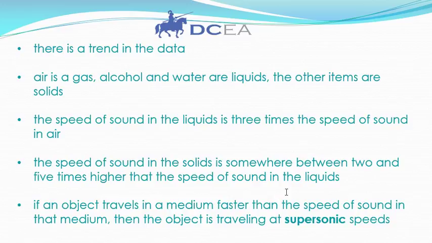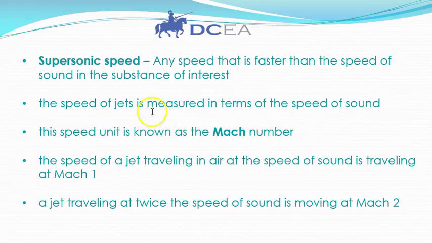If an object travels in a medium faster than the speed of sound in that medium, then the object is traveling at supersonic speeds. So if it travels in air faster than the speed of sound, it's traveling at supersonic speeds. Supersonic speed is any speed that is faster than the speed of sound in the substance of interest. As an example, the speed of jets is measured in terms of the speed of sound, and this speed unit is known as the Mach number. A jet traveling in air at the speed of sound is traveling at Mach 1. A jet traveling at twice the speed of sound is moving at Mach 2.